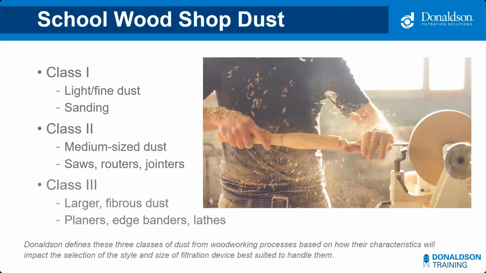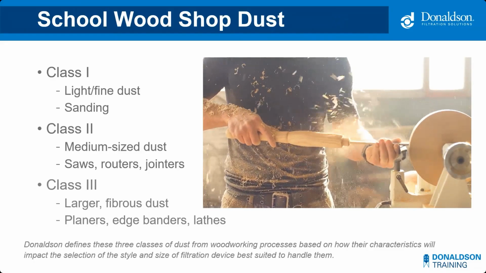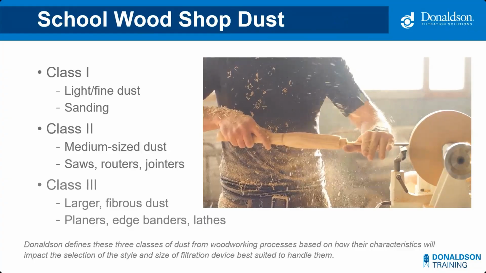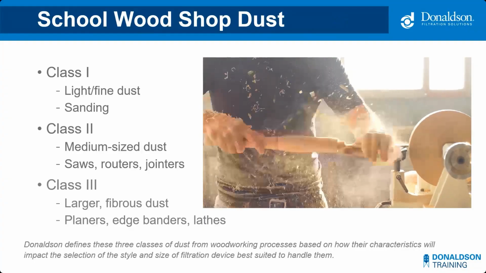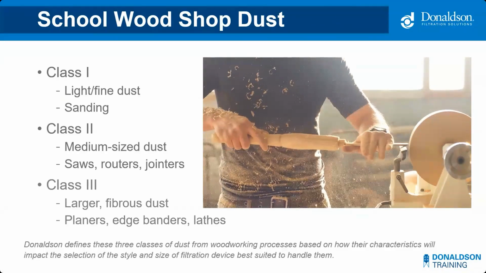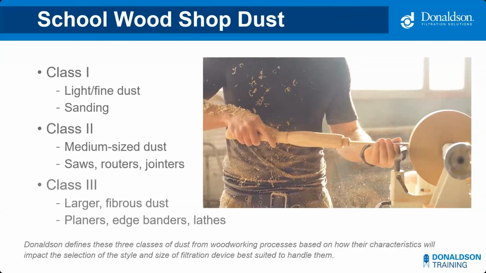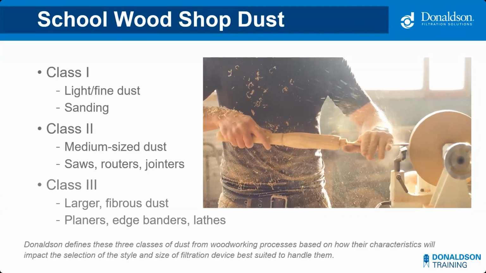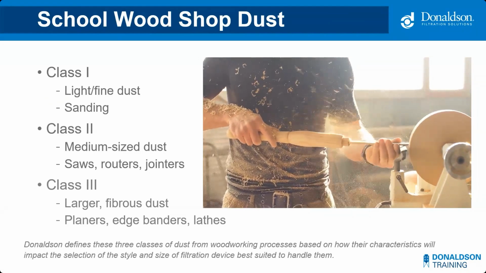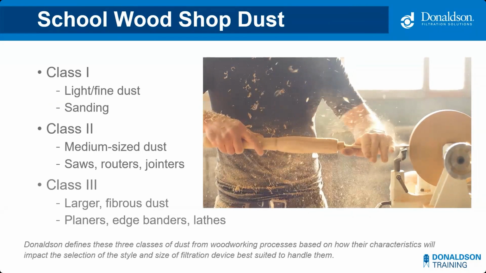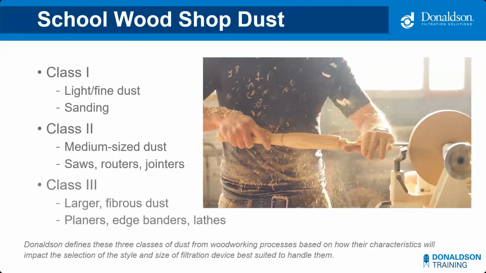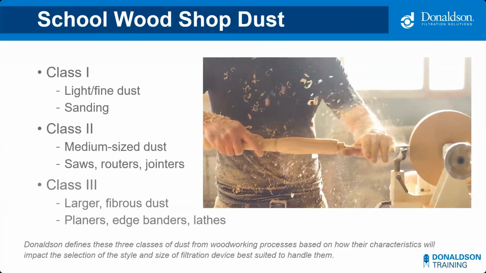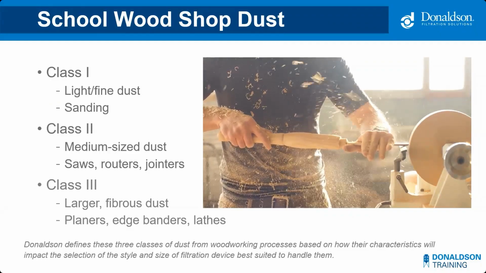In school woodworking shops, not all dust is the same. At Donaldson, we group wood dust into 3 classes based on particle size and how that dust affects the type and size of filtration equipment needed. Class 1 is very fine dust, like what's created during sanding. Class 2 is medium-sized dust, typically from saws, routers, and joiners. Class 3 is larger shavings and chips produced by equipment like planers, edge banders, and lathes, which is what you're seeing in the video. The takeaway is that different dust behaves differently, and effective dust collection has to be designed around that.